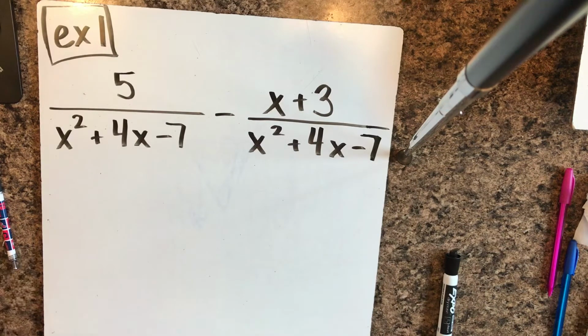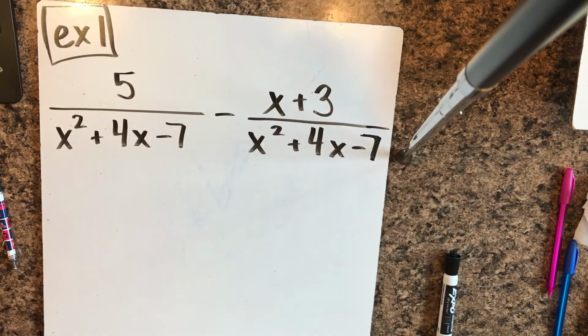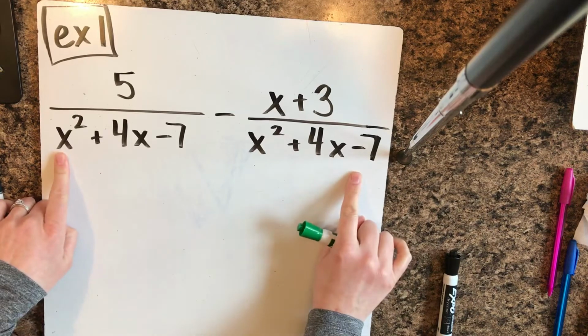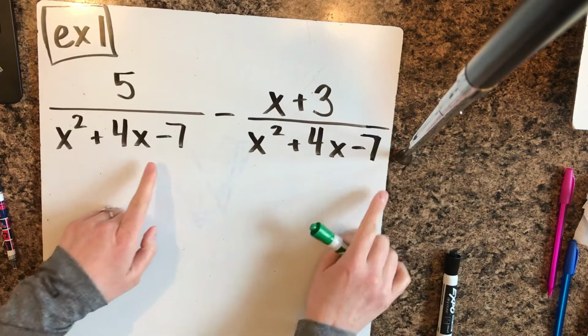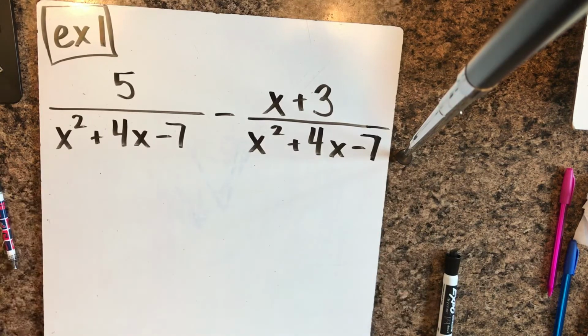You can see that it's subtraction, clearly because there's a minus in between. Just like adding, for subtracting, we need to make sure we have a common denominator. And in this case, we're already a common denominator, so we don't need to worry about factoring. We've got it common. We're good to go.